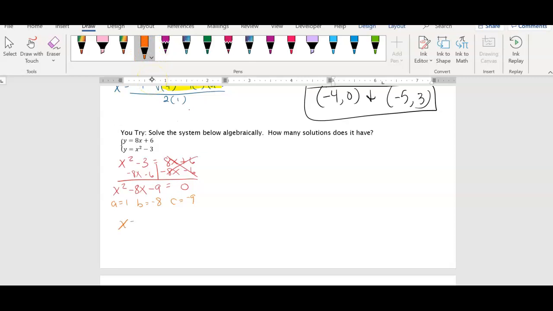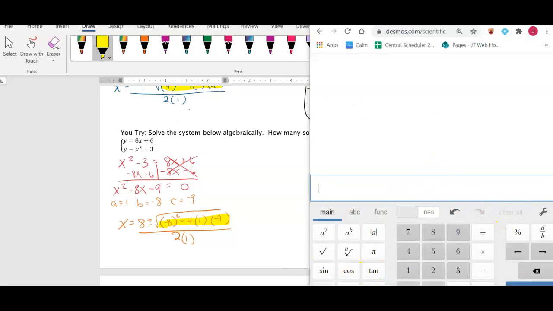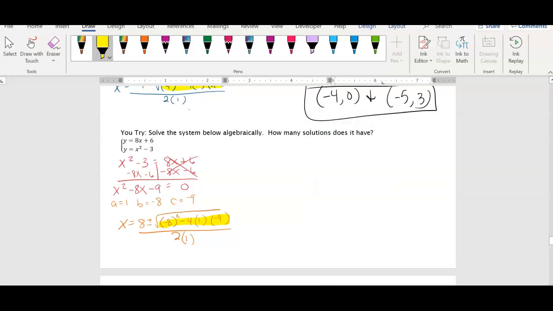Plug the numbers in. X equals the opposite sign of B, so 8 plus or minus the square root. Negative 8 goes in the parentheses first, minus 4 times A, which is 1, times C, which is negative 9, all over 2 times A, which is 1. So now this is where my calculator comes into play. Put all that in the calculator to find out what that equals under the square root. So negative 8 in parentheses, and then I square it, minus 4 times 1 times negative 9. And I get 100. So I'm going to replace that with 100.